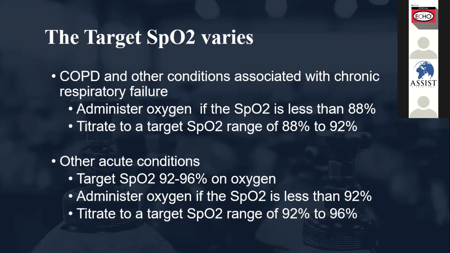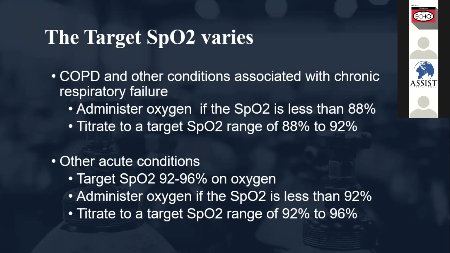And you will titrate your target to be between 88 to 92%. That's a normal SpO2 for those chronic conditions for those people. So for other conditions like trauma, malaria, whatever, just make your target between 92 to 96.